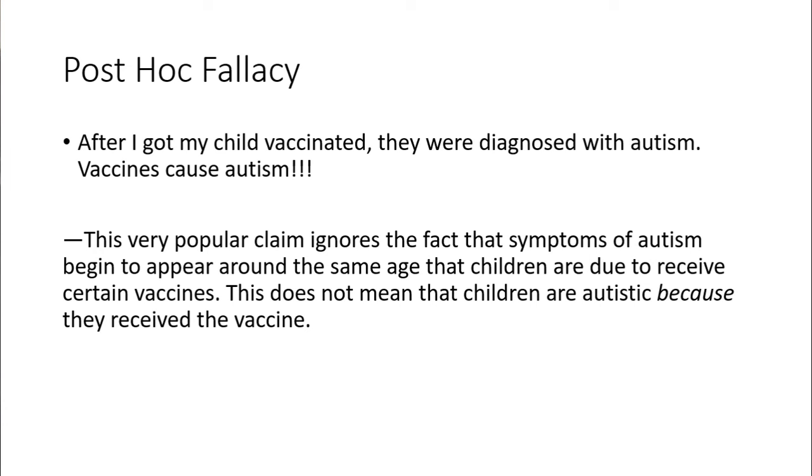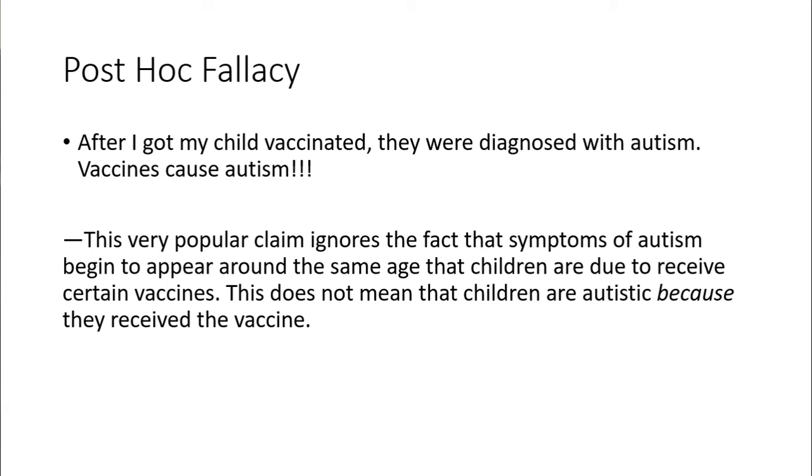So lots of people have children diagnosed with autism after they receive a vaccine. But this completely ignores the fact that symptoms of autism start to appear and develop in children around the same time that they are scheduled to receive specific vaccines. But that's not the case that children receive autism from a vaccine. It just happens that after the vaccination, they develop symptoms of autism. So if you say that something automatically happened because of a previous event just because one happened after the other, then this is a post hoc fallacy.